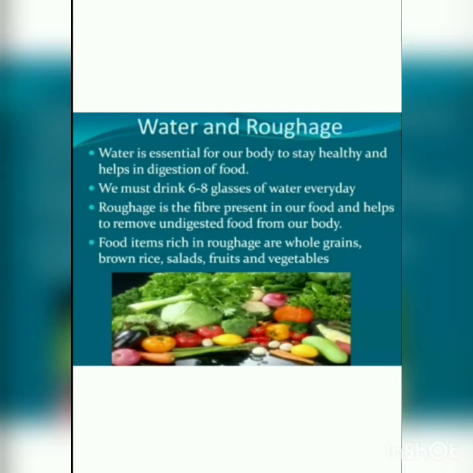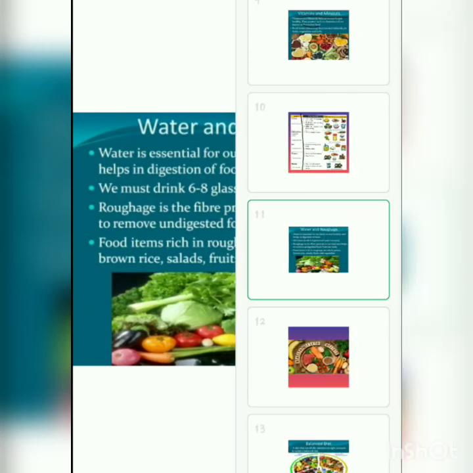Now what are the food items which are rich in roughage? You can say fruits, salads, brown rice, green leafy vegetables you can say, or the skin of fruits जैसे कि apple है, guava है. These all are rich in fiber. So these are the food items which are rich in roughage. Okay. So this is about water and roughage.